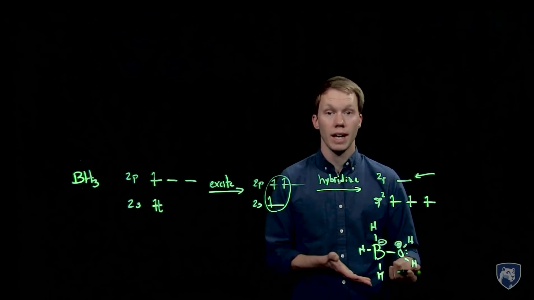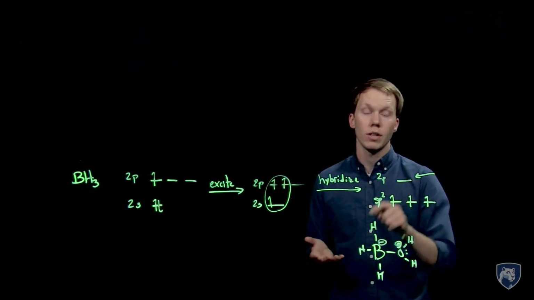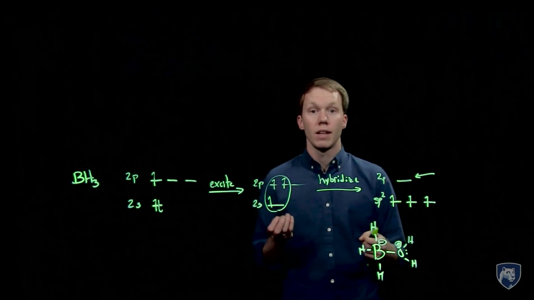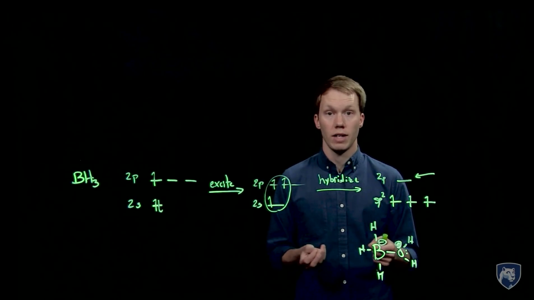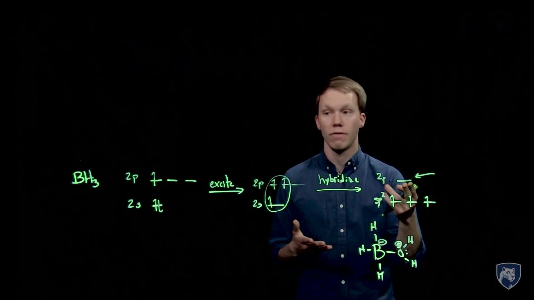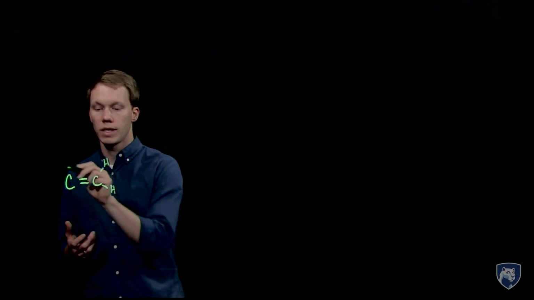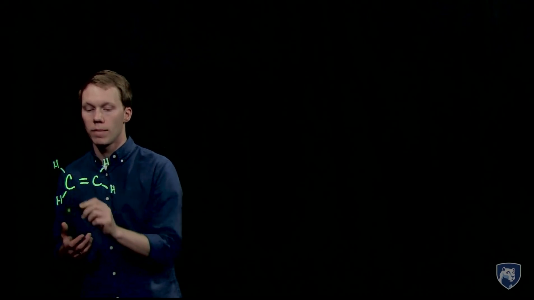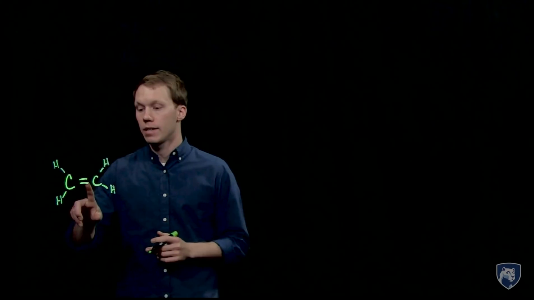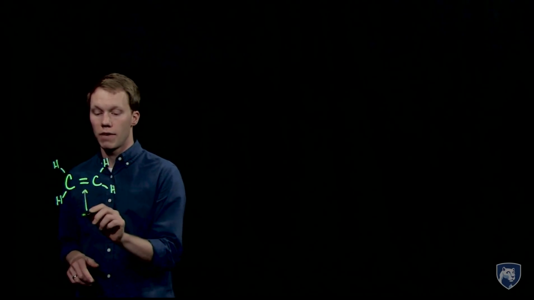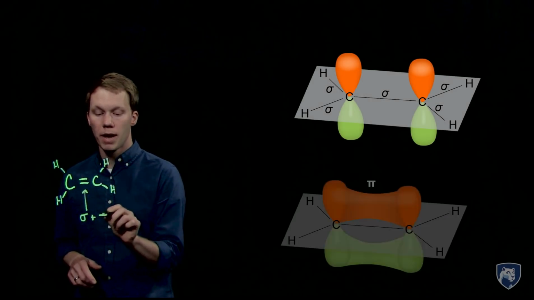Okay, so you have to look on a case-by-case basis, but again, just to point out that this is a region of space that can be occupied by electron density. So the space is there, it's just not filled when we're talking about ordinary borane. We can also use hybridization to explain the bonding in systems that contain multiple bonds. Take, for example, ethylene. This is a carbon-containing compound that has a carbon-carbon double bond. And the double bond here consists of a sigma bond and a pi bond.